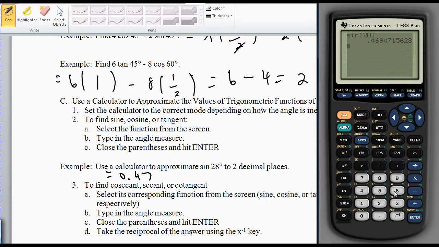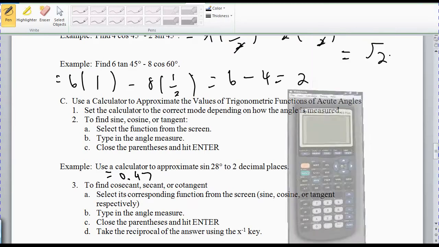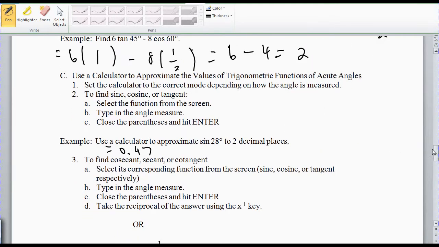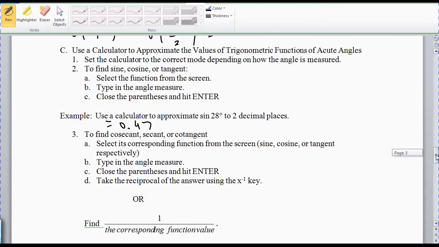Now you may be wondering, how do I know that's correct? Well, we know what the sine of 30 is, don't we? It's 1/2. So let's just go ahead and type in sine of 30 just to check. 0.5, which is the same as 1/2. So we know we're doing it correctly then. And that's how you do all of those, sine, cosine, tangent.